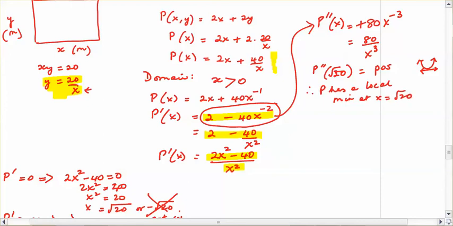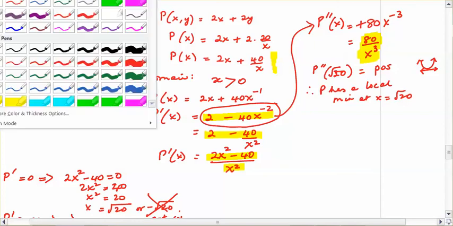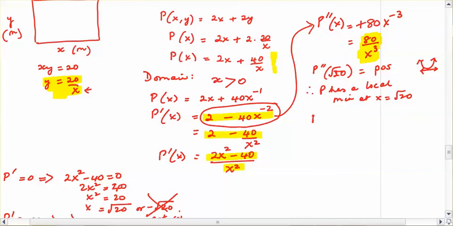But now I have to also justify I've got an absolute min. Well, this is actually not as hard as you might think. Let's go back to p double prime. If you look at the expression for p double prime, you can see that depending on x, this will be sometimes positive and sometimes negative. However, it will always be positive providing x is positive. So let's write that down. P double prime is positive for all x bigger than 0.